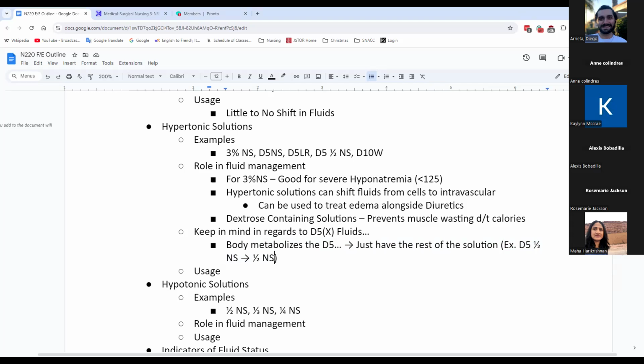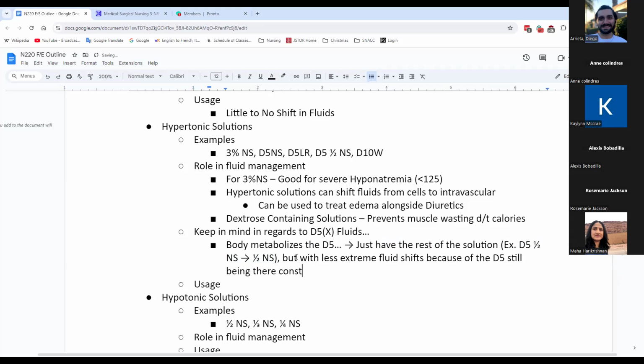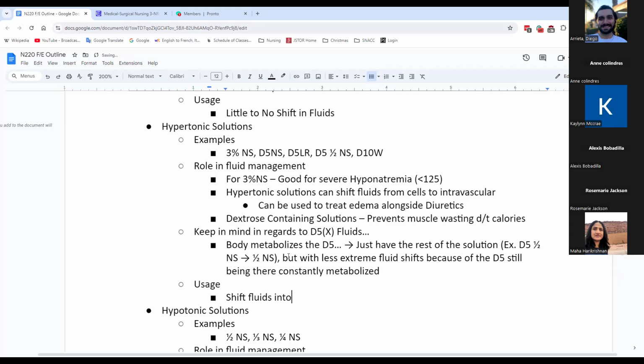So if you've ever thought, I read that half an S has those huge fluid shifts and it can cause this, but the doctor just put someone on D5 half an S and they're okay. It's probably because a lower dosage of the D5 half an S is not going to have the same amount of fluid shifts. Maybe that makes it better. Okay. So usage, I mean, just kind of shift fluids into intravascular.